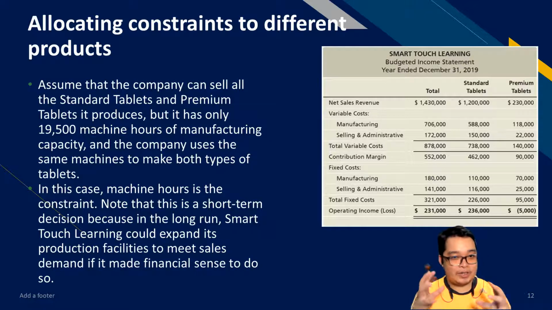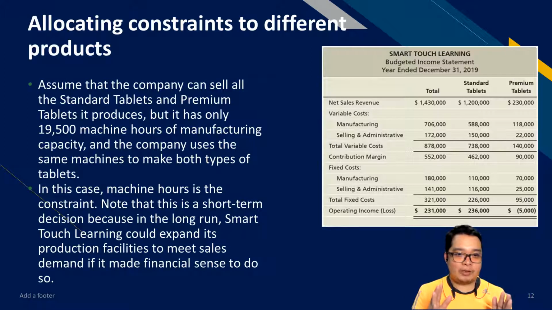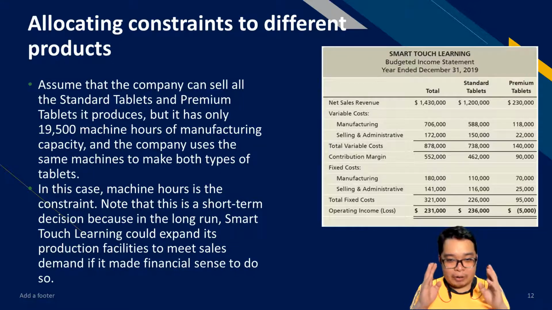One solution could be to buy additional machines so that we can extend our machine hours, but that's something we will study for long-run management decisions. We're thinking about short-run management decisions, and we are assuming that the 19,500 is a fixed constraint. Given that we have no choice of how to expand it, and that's really the best we can do, where do we then allocate the machine hours? To the standard tablets or to the premium tablets?